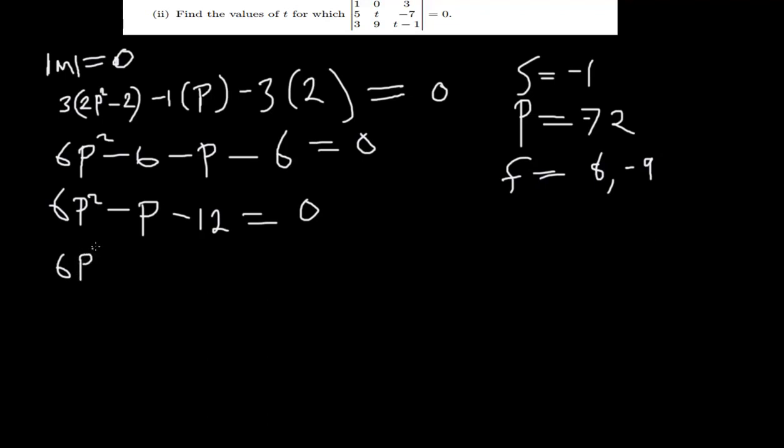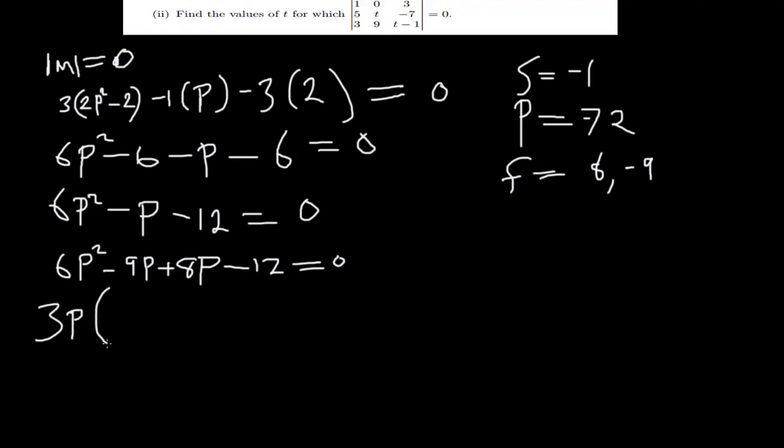6P squared minus 9P, then plus 8P minus 12 being equal to 0. So now, having done this, we can now factorize. What is the common number here is 3P.